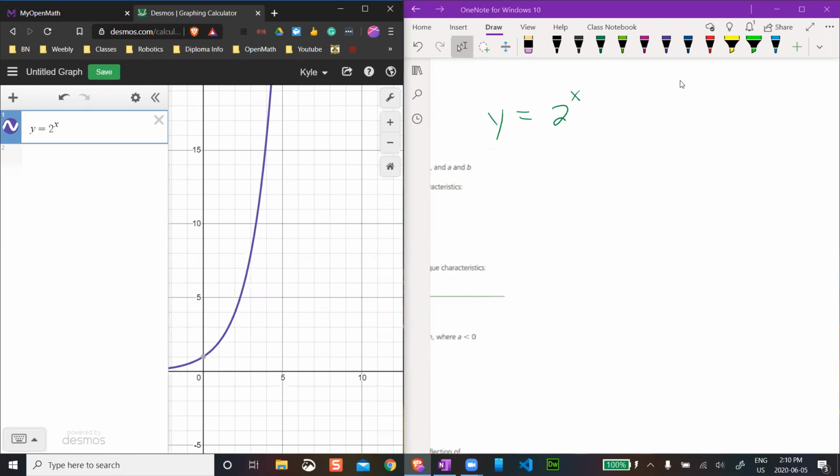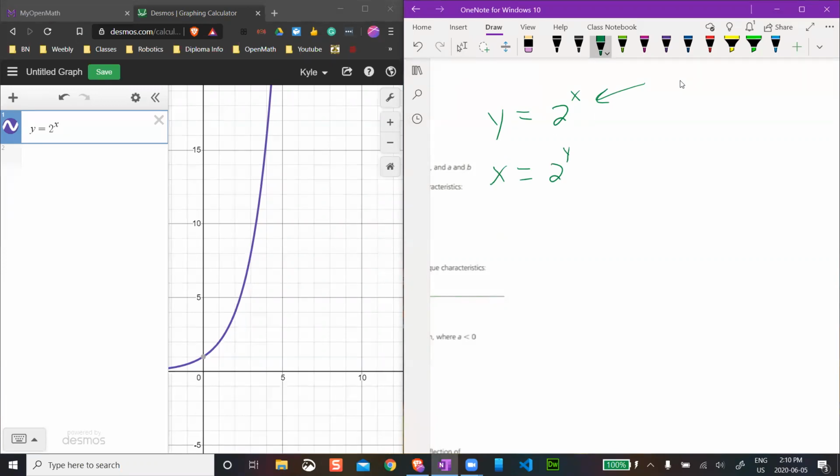If I rewrite this exponential function, y is equal to 2 to the power of x, the reciprocal of that would be x is equal to 2 to the power of y. It's just like flipping those two things around. So all my x's are y's, and my y's are x's, essentially.